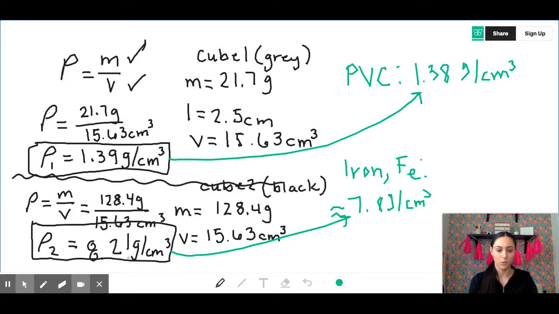But you can see that just with a small amount of error, 7.83 is quite close to the value that we got of 8.21. So again, if we were to conceptualize what we calculated and what we measured experimentally, we could confirm that these two cubes are not made of the same material. And with some error, we could identify this is made of iron, and very, very accurately that this is made of PVC plastic. So we used the density of these two materials to differentiate them from each other and to identify the substances that they were made of.